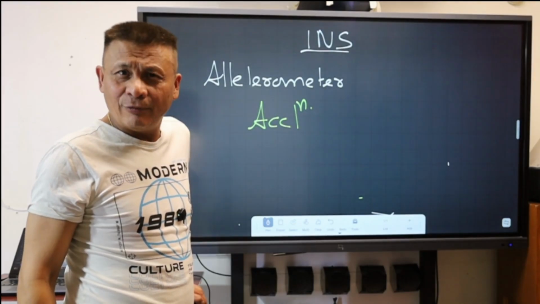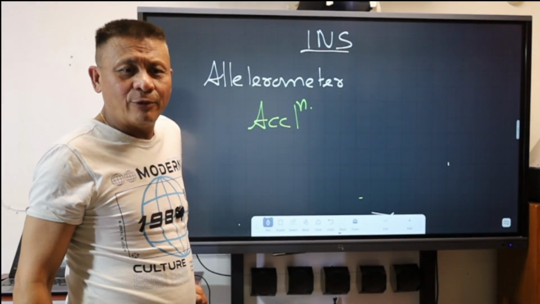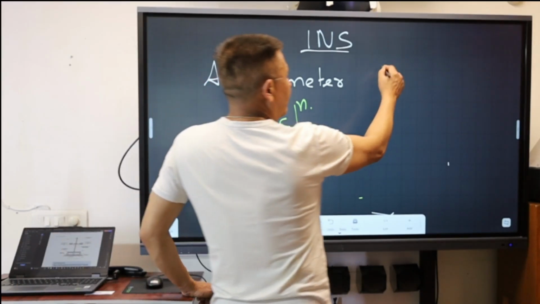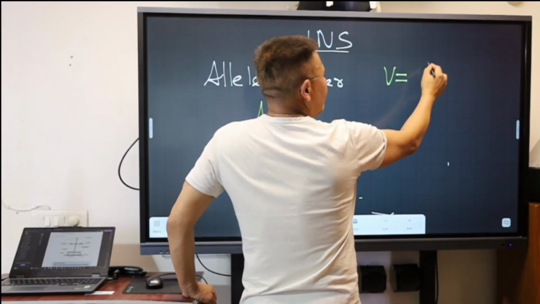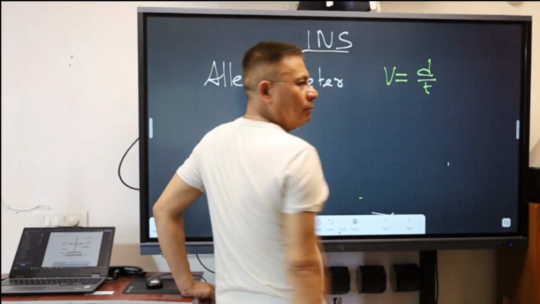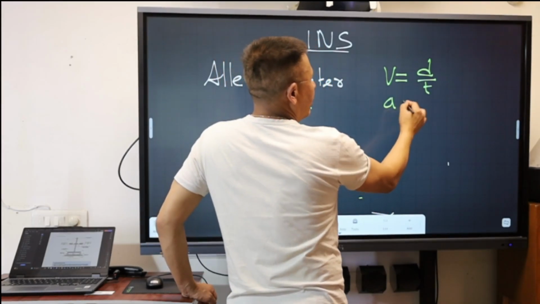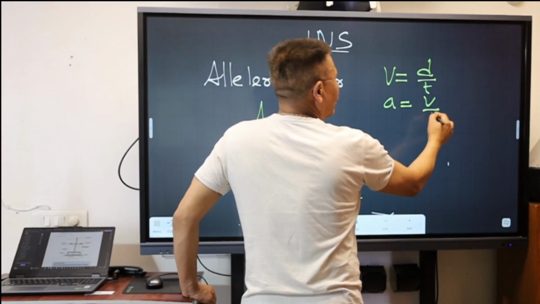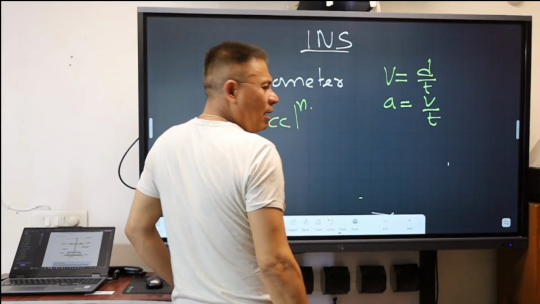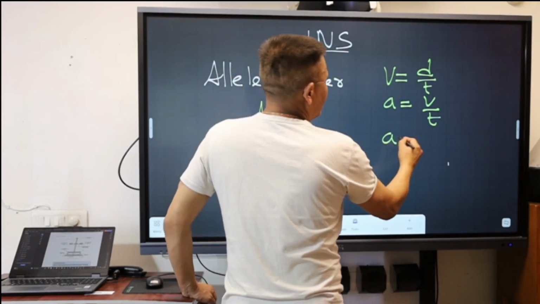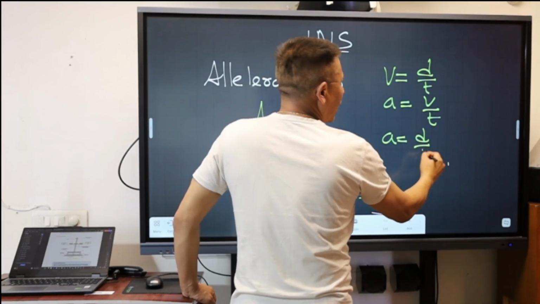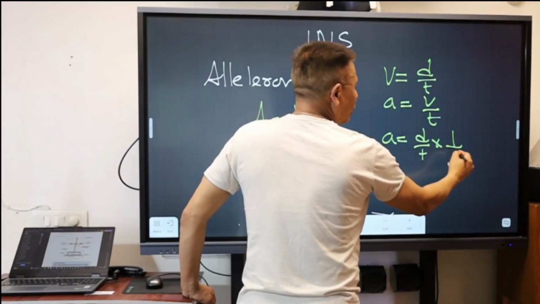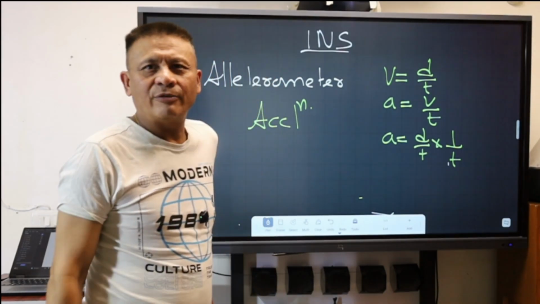And from that formula, what we said was velocity is equal to displacement upon time, and we know that acceleration is equal to velocity upon time, and acceleration is equal to d upon time multiplied by 1 upon t. This is from the basic formula, right?